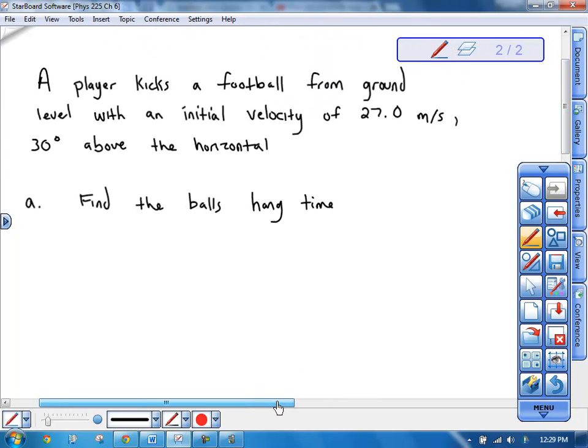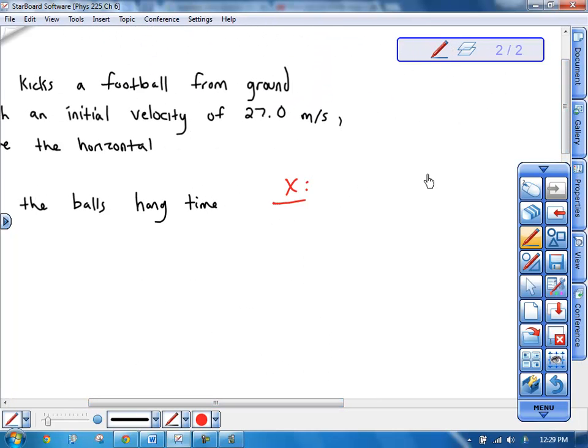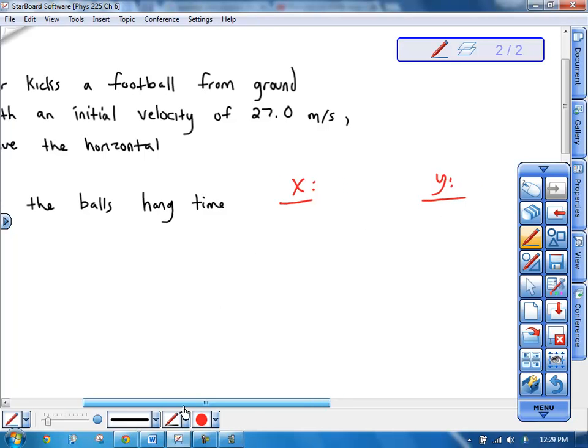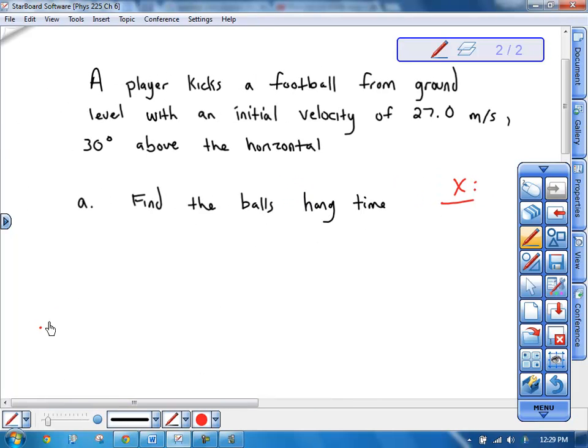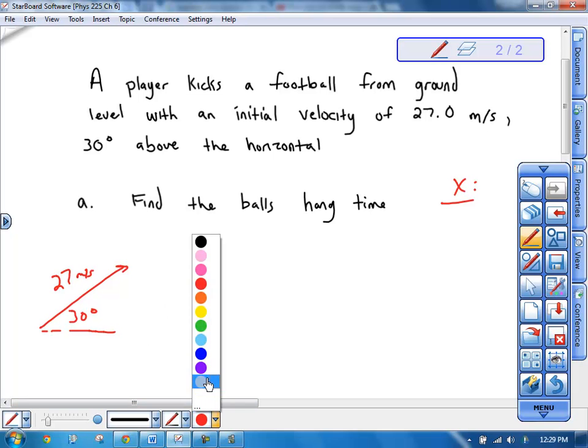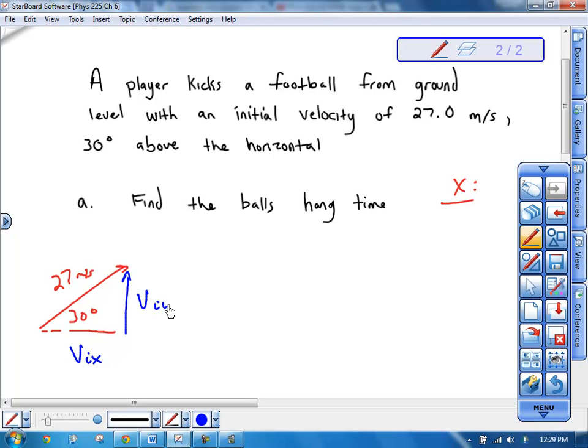Okay, so I always write down the information again. We have x and y information. I'm going to draw a picture of this thing. 30 degrees above horizontal is the angle, and then 27 meters per second is the overall initial velocity. So I can then find the initial velocity in the x here and the initial velocity in the y here by using sine and cosine.